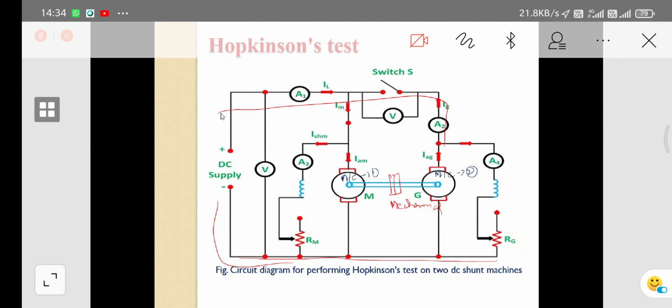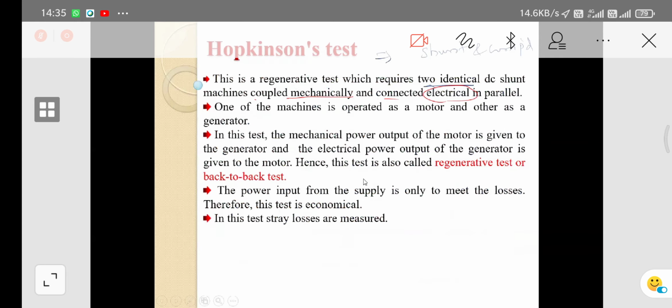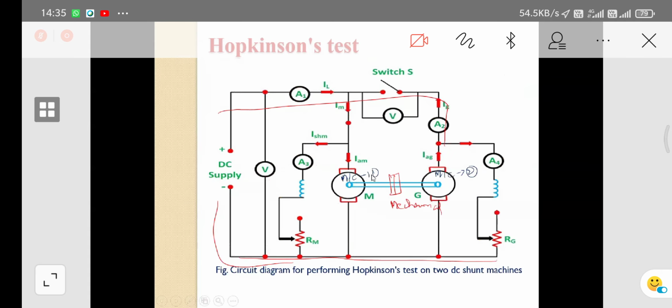Here is the first point. One of the machines is operated as a motor and the other as a generator. Let us see. One machine is operated as a motor based on the field. Suppose the two machines are operating in parallel, machine 1 and machine 2, M1 and M2.